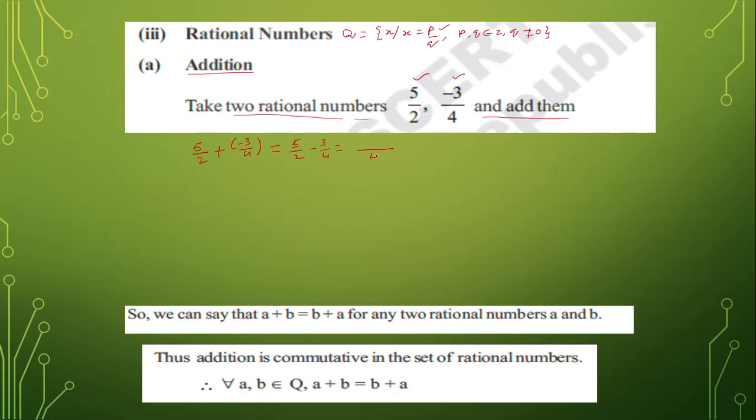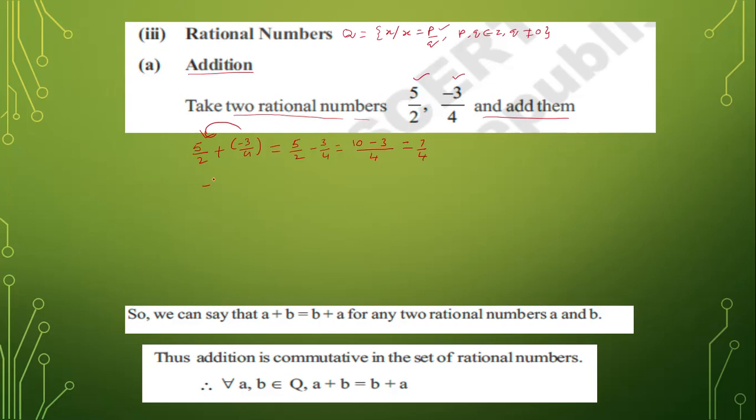Then what do you get? The LCM is 4. 2 5s are 10. 2 2s are 4. 2 5s are 10. Minus 4 1s are 4. 1 into 3 is 3. Then what you get? 7 by 4. 7 by 4 is a rational number. Now you change the order of the taken two rational numbers.